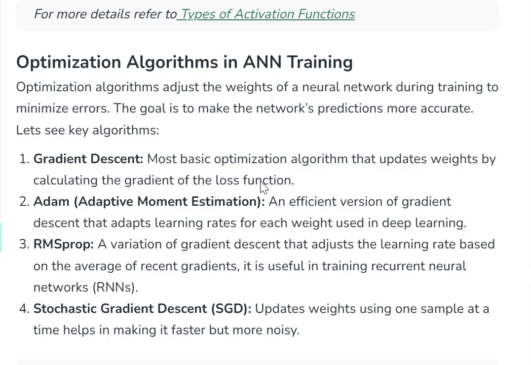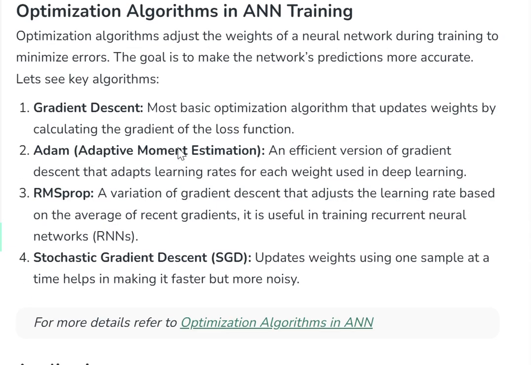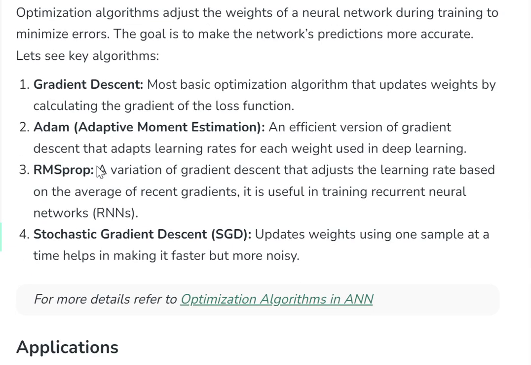Firstly, gradient descent, the most basic optimization algorithm, which updates weights by calculating the gradient of the loss function to reduce it. Loss function means the difference between your actual value and predicted value. Then Adam, the most popular optimization algorithm in deep learning, an efficient version of gradient descent that adapts the learning rate for each parameter.